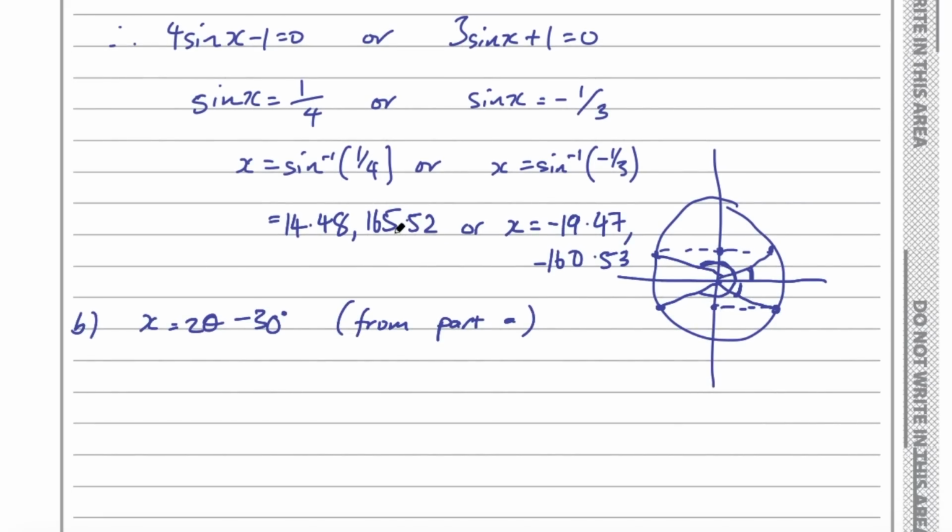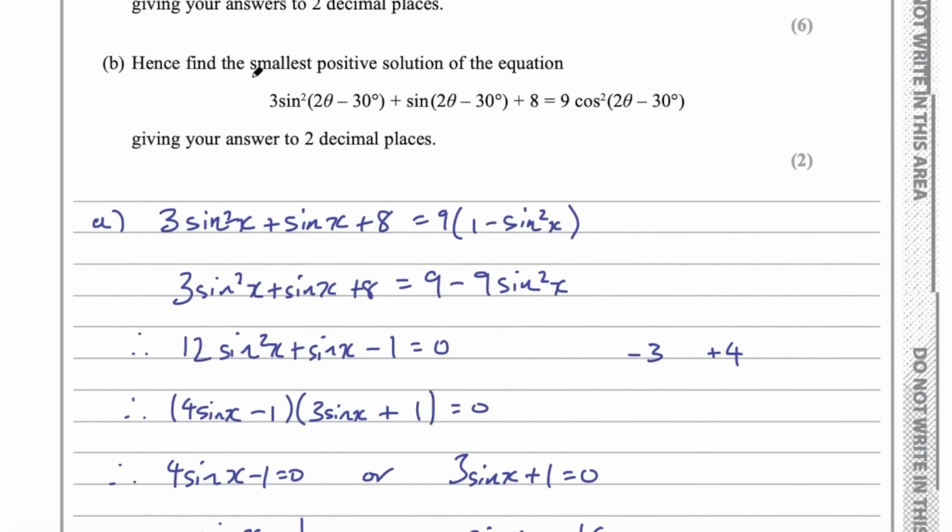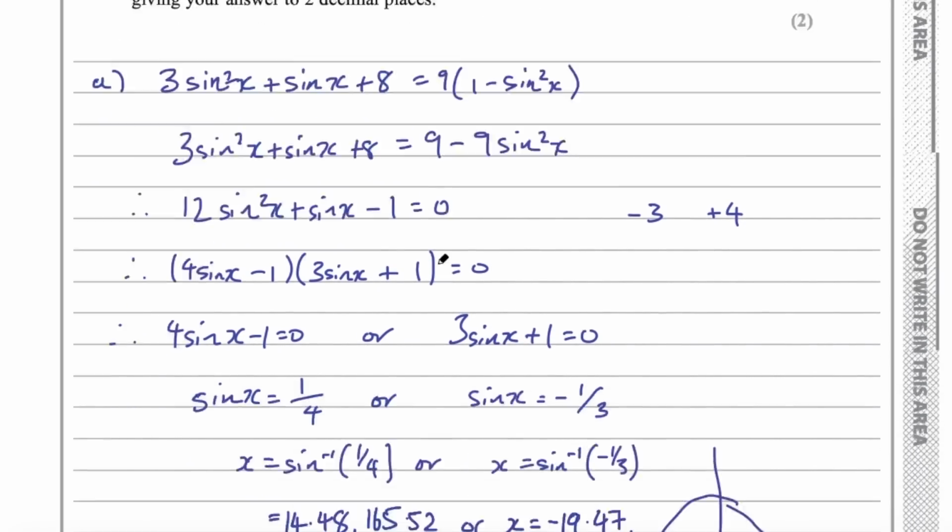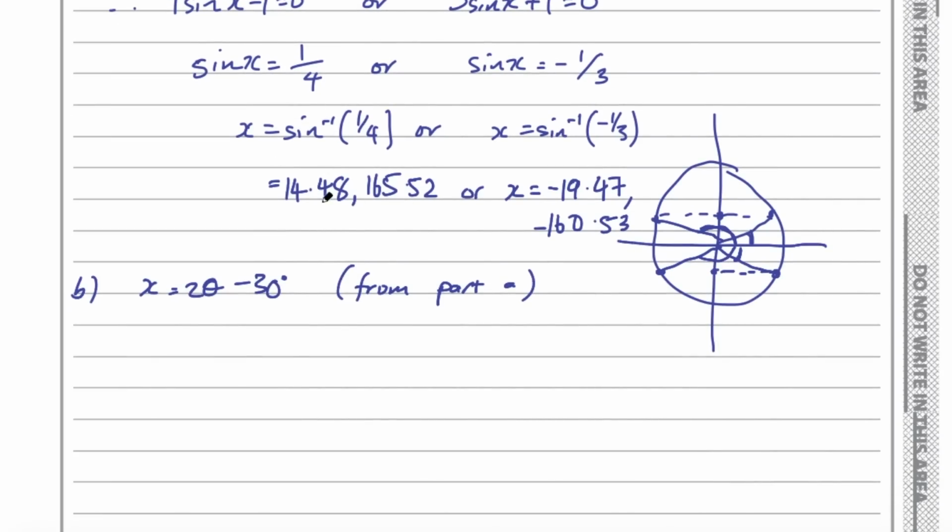So if you look at these, what we're going to have to do to solve this equation is firstly add 30 degrees to one of these values. And remember, it says the smallest positive solution of the equation. So if I add 30 to 14, I'll get about 44. 165 plus 30 would be about 195. If I add 30 to minus 19, I'll get approximately plus 10, and for minus 160 I'll get about minus 130.